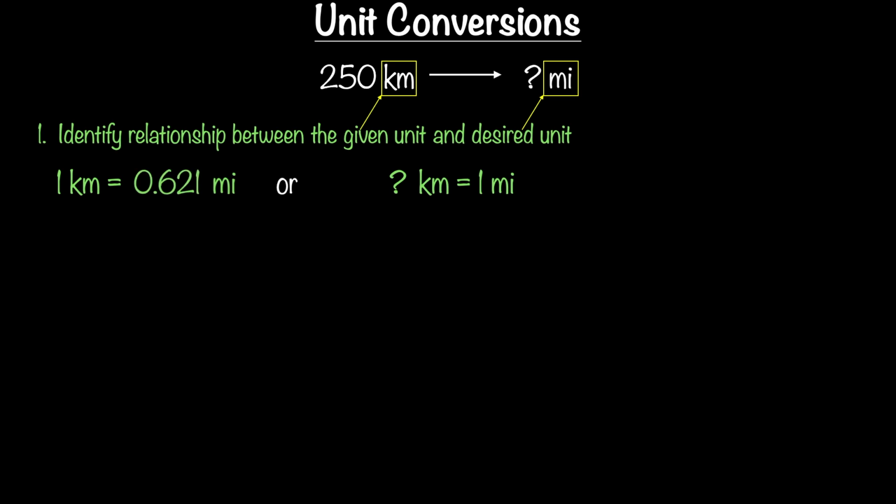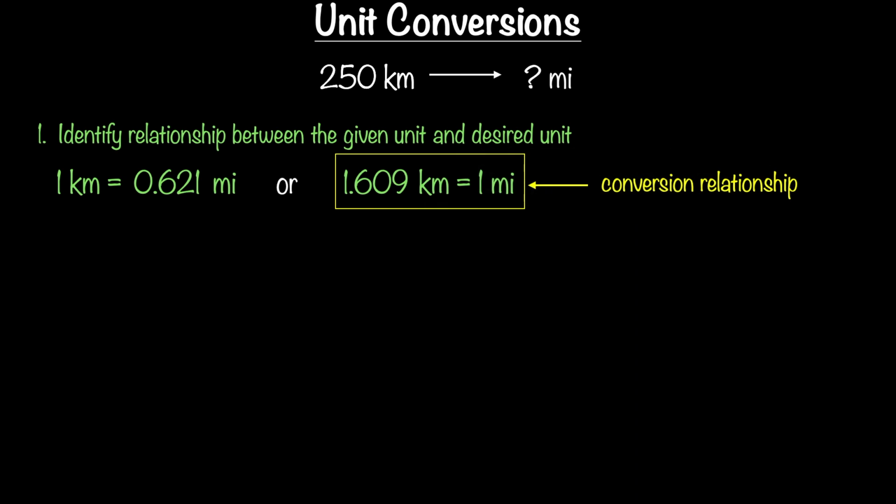That 1 kilometer is about 0.621 miles. In other words, 1 kilometer is about a half a mile-ish. And therefore, we should expect that about 1.609 kilometers is equivalent to 1 mile, or roughly 1.5. Now, again, either one of these we can choose. All right, now you might have to memorize these, or you might be given them. Please check with your teacher or professor on that. But we're going to choose to use this one. All right, and we're going to call this our conversion relationship.